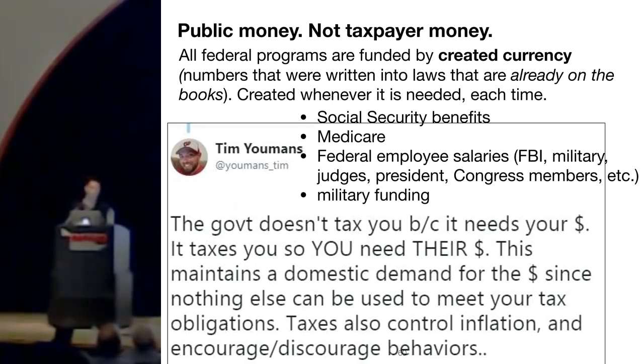All federal programs are funded by created money. And these are numbers that were written into bills that are already on the books. Money is created for federal programs whenever it is needed every single time. Whenever a Social Security benefit is paid out, the currency is created. Whenever Medicare benefits and all other federal benefits are paid out, currency is created. Whenever federal employees' salaries are paid, currency is created. Same with military funding. Federal employees examples: FBI, military, judges, congressmen.